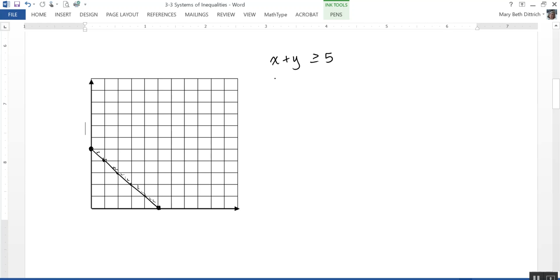My other inequality, which was 2x + 3y ≤ 15. Solving that for y gives me y ≤ -2/3 x + 5. So the same y-intercept here of 5, but down 2 and right 3. Or if I go down 1, I could go right 1.5. That'll give me a couple intermediate points there. Okay, and that is this line right here.